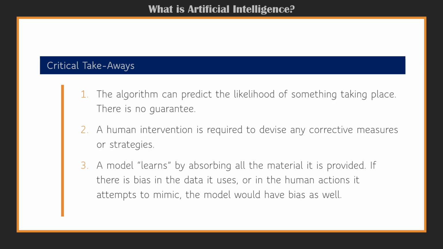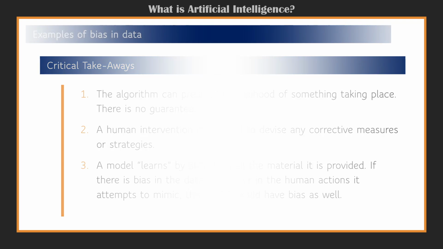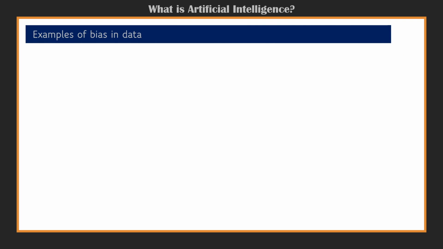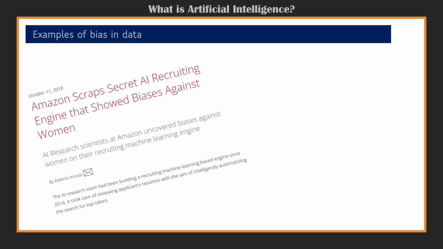And a model learns by absorbing all the material it is provided. If there's bias in the data it uses or in the human actions it attempts to mimic, guess what? The model would also have bias. And we'll just see an example of that. Let's see an example of bias in the data.